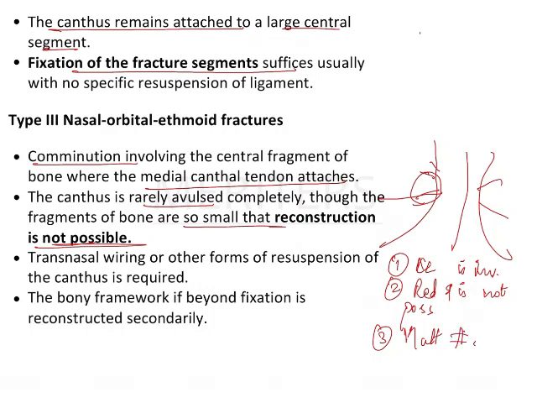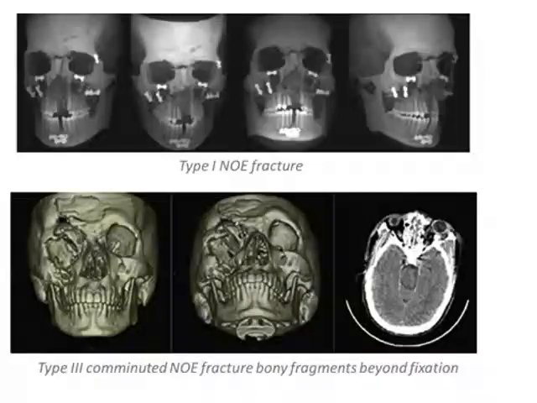Transnasal wiring. What is transnasal wiring? This is the nasal bone. You apply a wire from the medial canthal ligament over here. You take it to the other side. You attach the medial canthal ligament on the other side and you bring it here. So this is what is transnasal wiring, or other forms of resuspension of the canthus is required. The bony framework, if beyond fixation, is reconstructed secondarily. Reconstructed in the sense you will probably have to use grafts in this case.